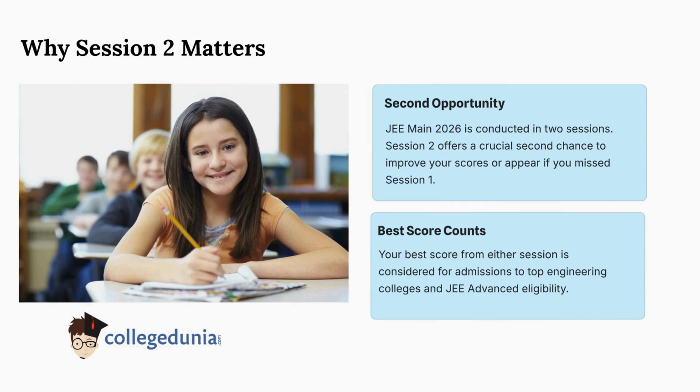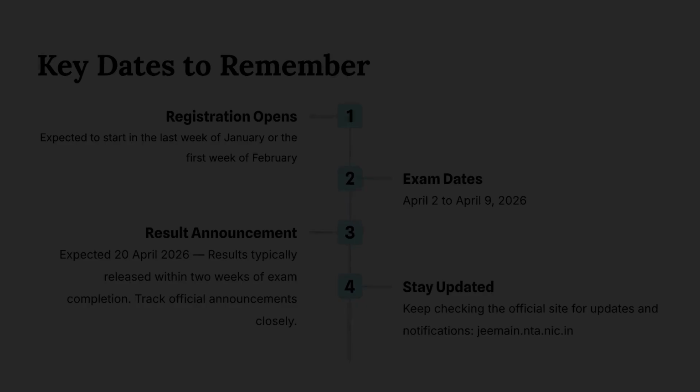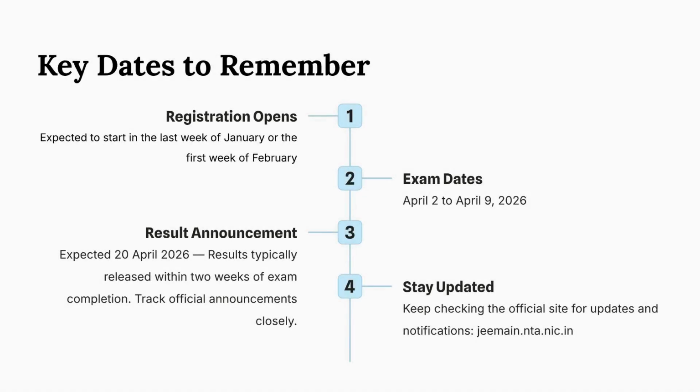So JEE Main is conducted in two sessions, and session 2 gives you a second opportunity either to appear if you miss session 1 or to improve your score if you already attempted the January exam. Now let's quickly talk about the important dates. Session 2 registration is expected to begin in the last week of January or the first week of February. So the exam will likely be conducted from 2nd April to 9th of April 2026, and the results are expected to be out by around 20th April. So make sure you regularly check the official NTA website because dates and notices are updated there first.